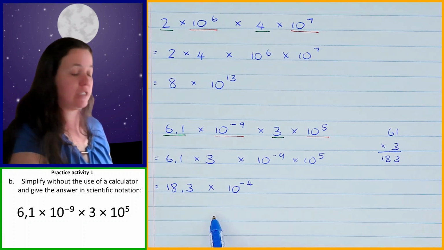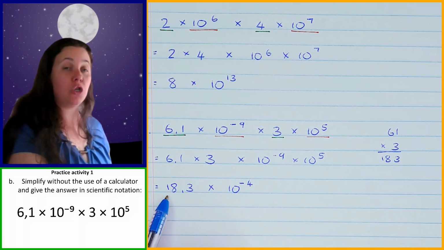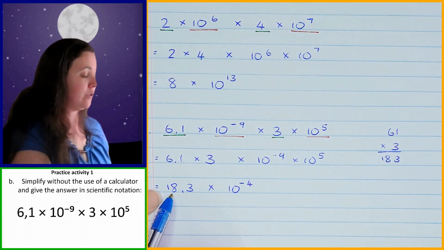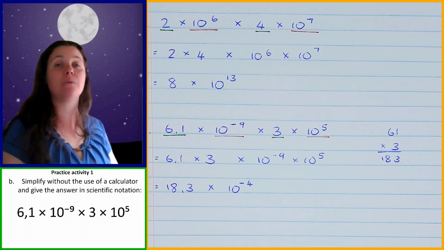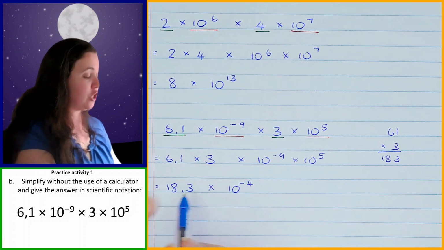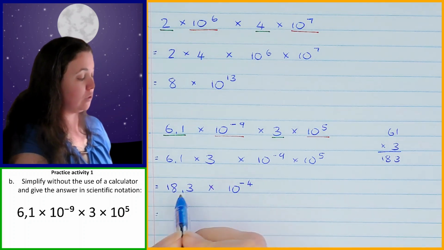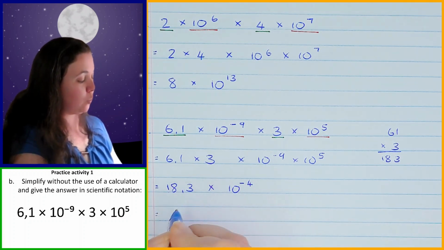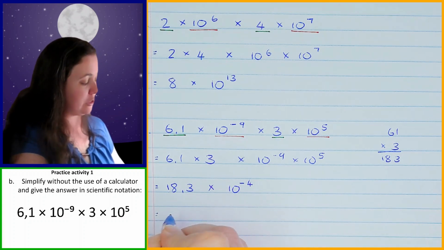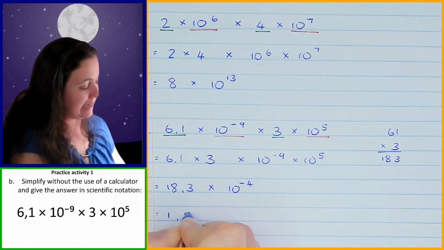properly in scientific notation. Now in this one over here, it's not, because if you look at the 18.3, it is not between 1 and 10, it is more than 10. So I need to change this, and I need to make it smaller by moving the decimal point so that it is after the first non-zero digit. So that's going to be 1.83.